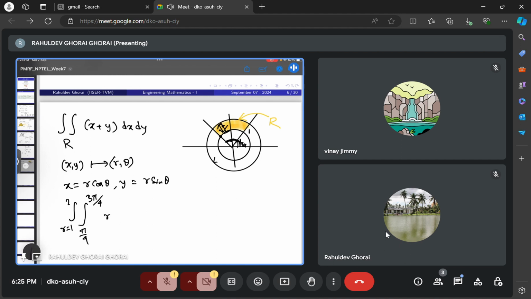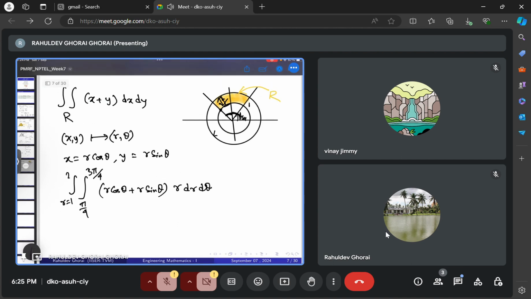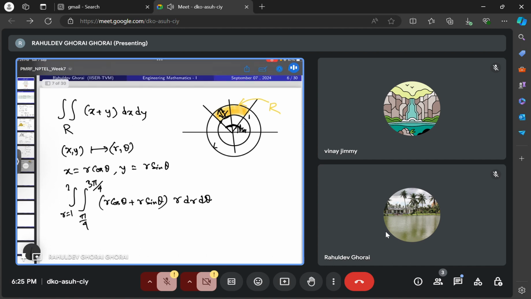x equal to r cos theta plus y will be r sin theta times r dr d theta. Do you understand how it came? So dx dy I changed to r dr d theta, and the x plus y, whatever the value we know for changing the integration, I mean changing the variables, that I did. And the main thing was the limit, and that you understood how it is coming.